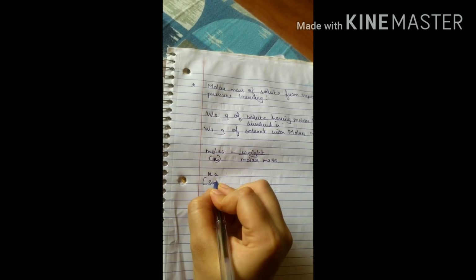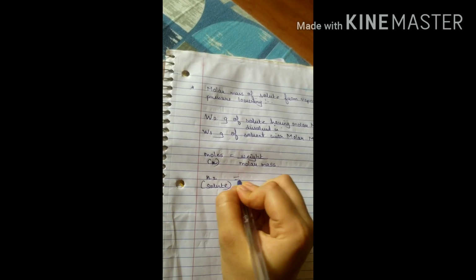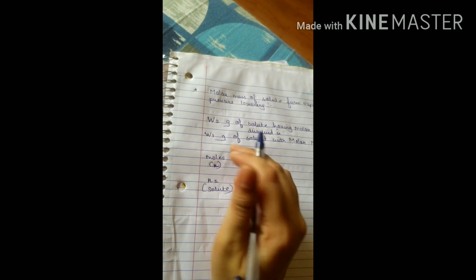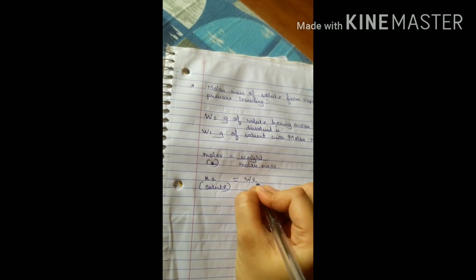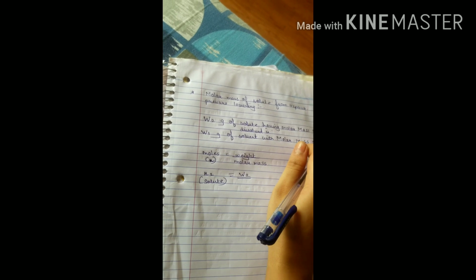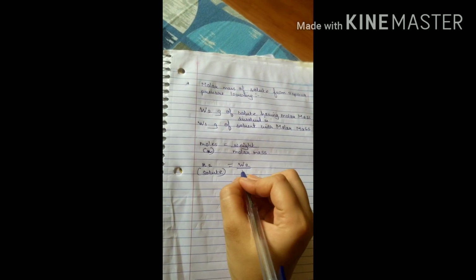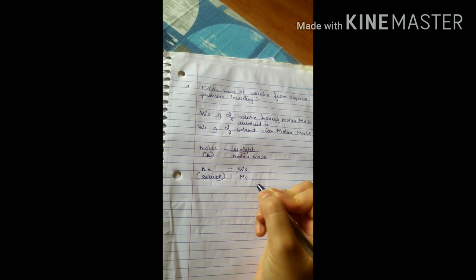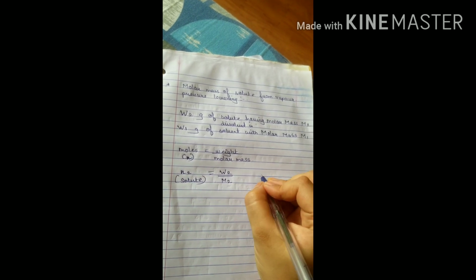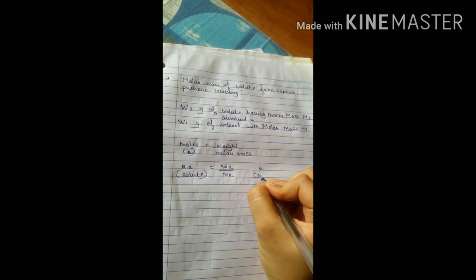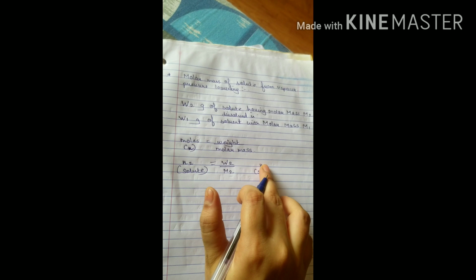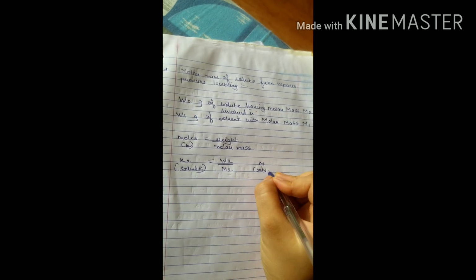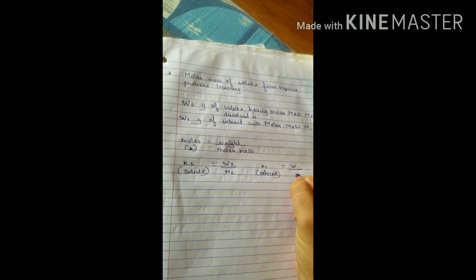Okay, this is for solute, N2 is equal to weight. So weight is how much? W2, and molar mass is how much? M2, right? So it is going to be W2 upon M2. Similarly, if I want to calculate for solvent, that is going to be 1. So N1 for solvent is equal to W1 upon M1.